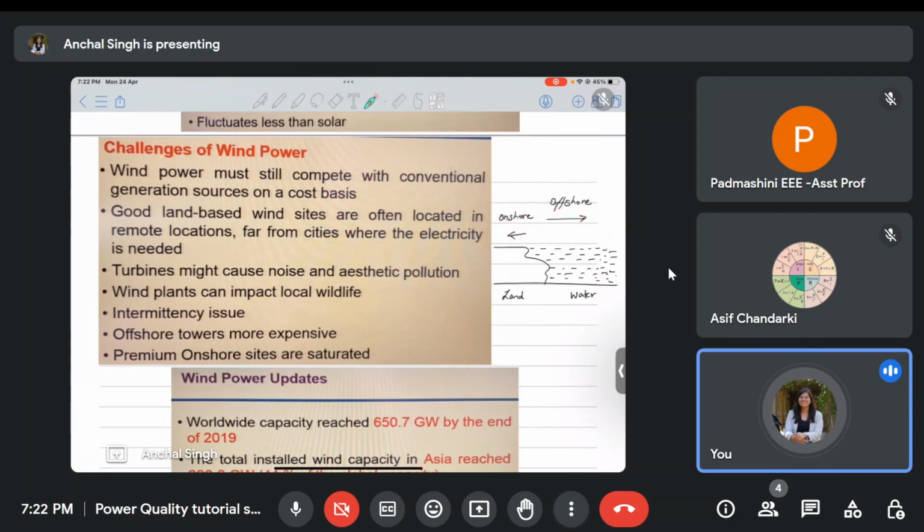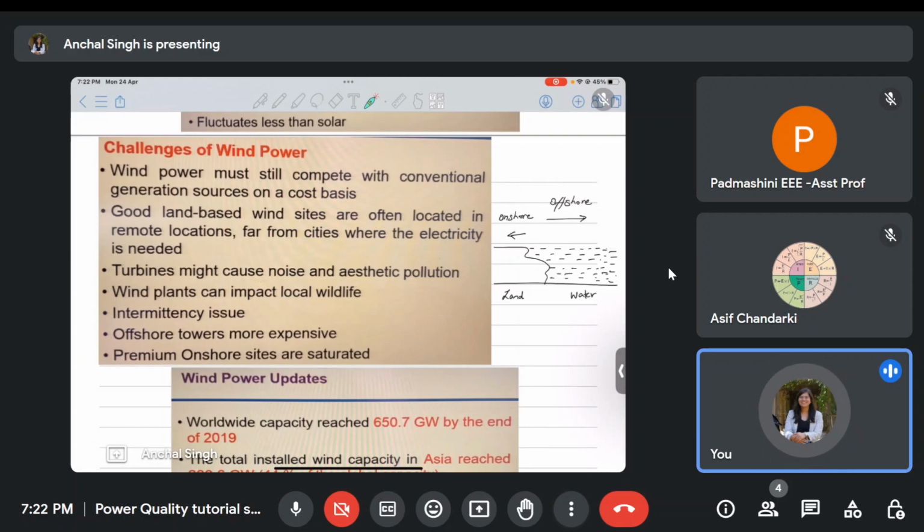We are able to install wind systems offshore also, but the challenge there is that we'll need a very high pole in order to install it, and it will be a rigid structure, so the cost will be higher. And the problem with onshore installations is that we have very limited sites, right? We have very limited onshore sites, and most of them have saturated. That is the challenge that we face in wind power generation.